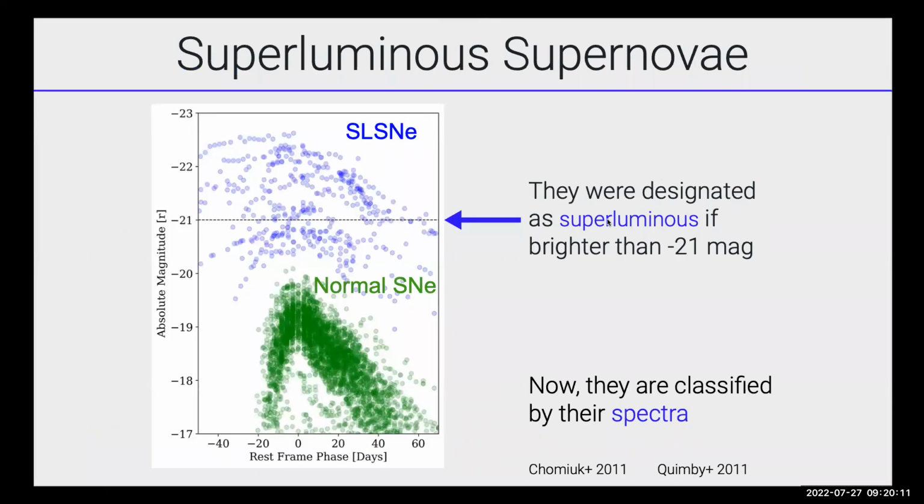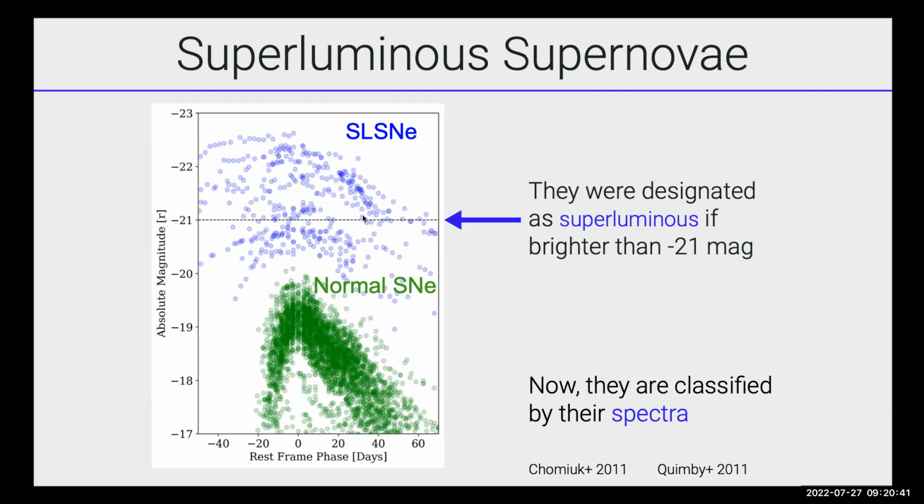And what are they? Like their name suggests, they are very luminous supernovae. They can be about 100 times brighter than normal core collapse supernovae. They used to be classified based on a brightness threshold, meaning anything brighter than minus 21st magnitude would be okay, that's a superluminous supernova. But then we started finding them at lower thresholds. We realized, okay, setting a threshold is not the best way to classify these things. So now they're classified based on their spectra. They are hydrogen-free, look like core collapse supernovae, they're blue, etc.